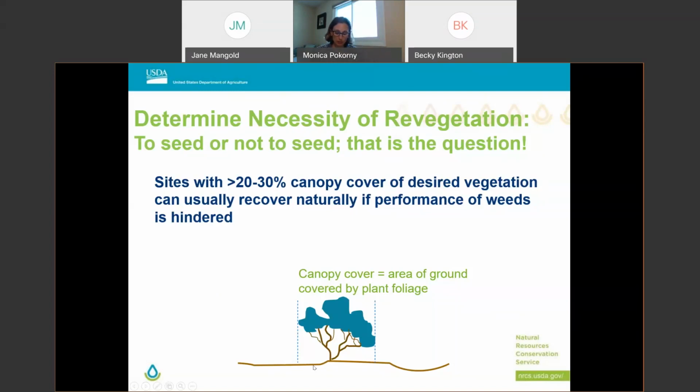20 to 30% might seem low, but if you think about some of our plant communities, there's a lot of open space. We have a lot of bunch grasses, and so we're really looking at that 20 to 30% as a starting point, and it could expand on the site. But a lot of our plant communities naturally have only like 50 or 60% canopy cover.